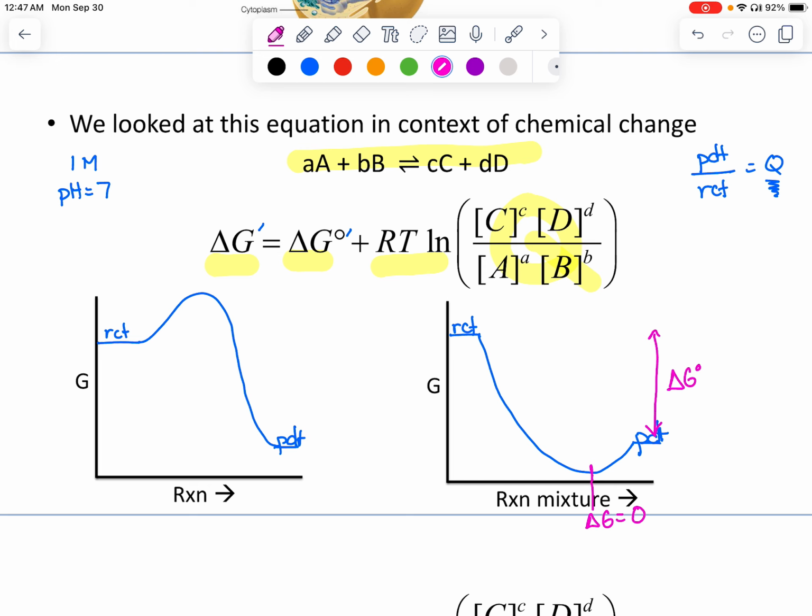This is kind of a review, and we're really going to be thinking about this reaction mixture side of it. Remember, if we're over here, we're still proceeding forward, so delta G would be negative. It's still spontaneous to go forward. But if we're over here on the other side, we've overshot our equilibrium. Delta G would be positive. It's no longer spontaneous to go forward. We need to go back to get to equilibrium.